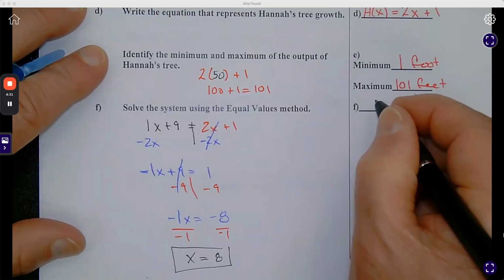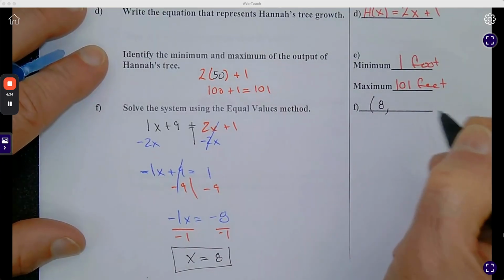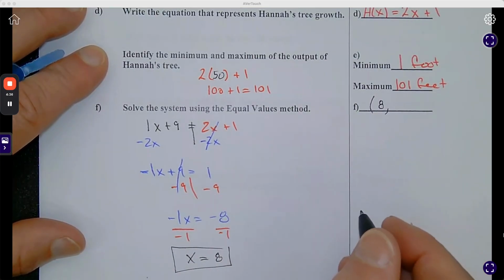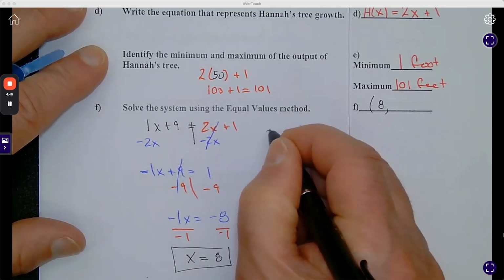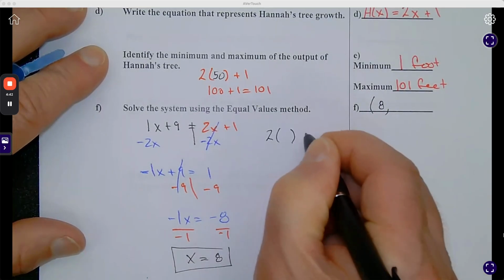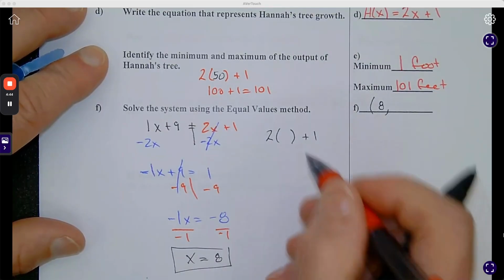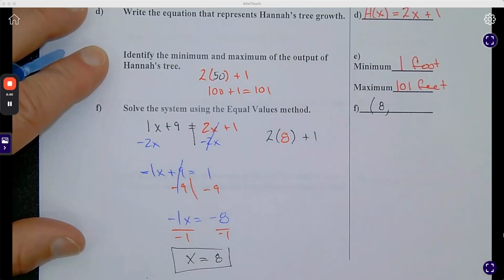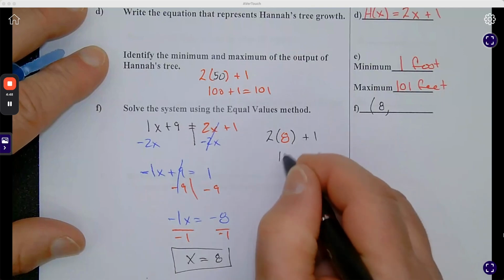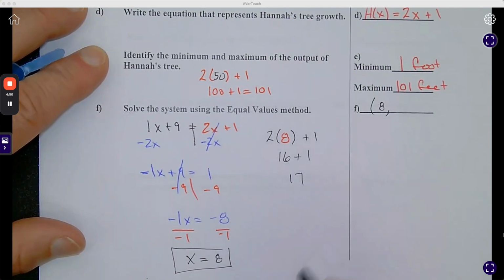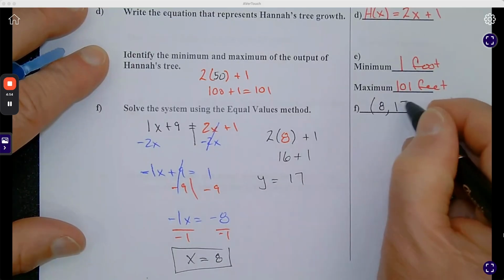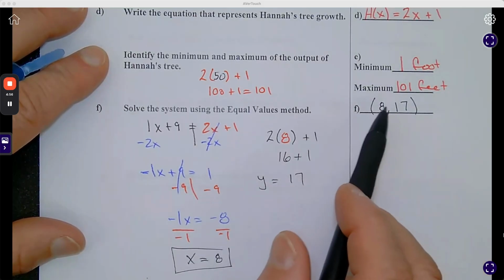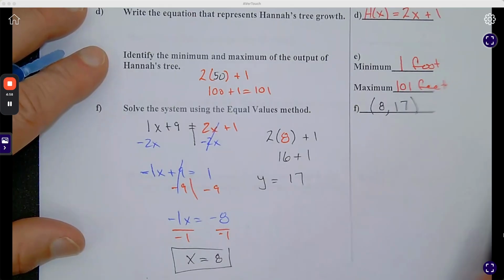All right, so now I know that I have an x value of 8. I'm going to find the y value. I'm going to go to Hannah's tree, and I'm going to input an 8 where I see the input value x. 17. So that is what the y value equals. So the point of intersection is 8, 17.